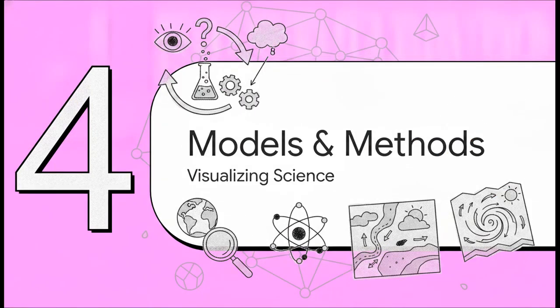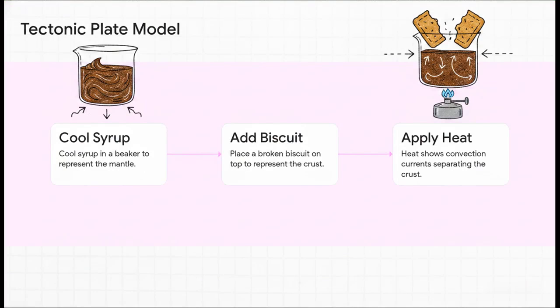That brings us to Section 4, Models and Scientific Methods. Because we can't exactly crack the Earth open to look inside, scientists rely heavily on models to understand massive or invisible forces. Imagine taking some thick syrup, cooling it in a beaker, tossing a broken biscuit on top, and then applying heat from underneath. The syrup acts just like the flowing mantle, and the heat creates a convection current. As the warm syrup rises, it literally pushes the biscuit pieces, our crust, apart. It's such a brilliant, everyday way to visualize divergent plate boundaries.